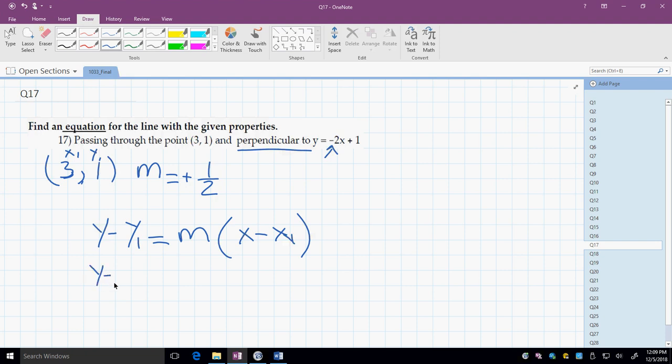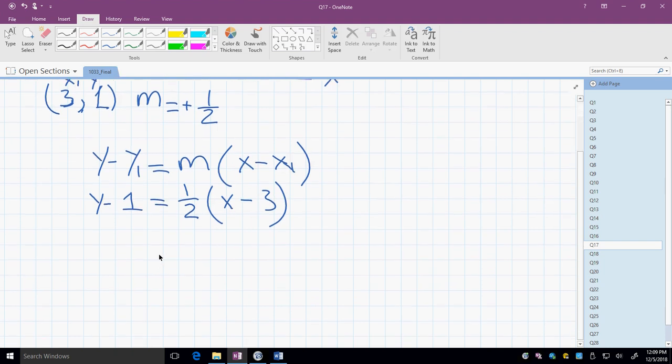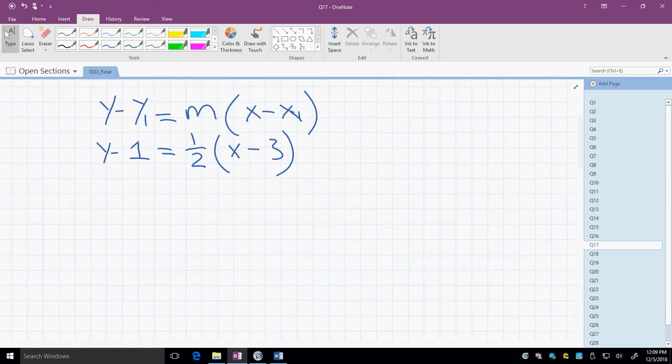So y, we leave it the same. y1 is going to be 1. 1/2 times x minus 3. We're going to distribute. One over 2 x minus 3/2.